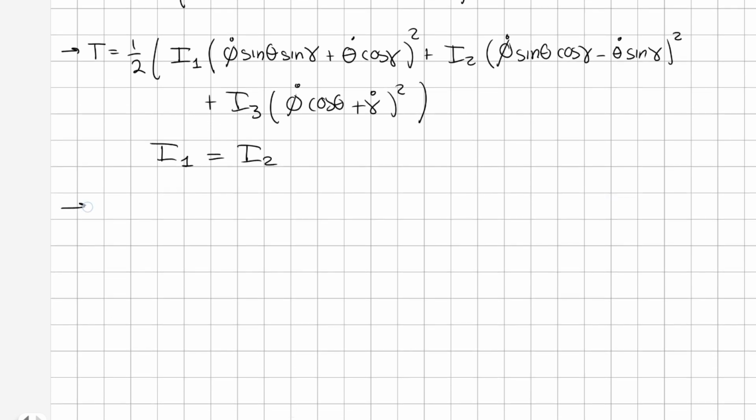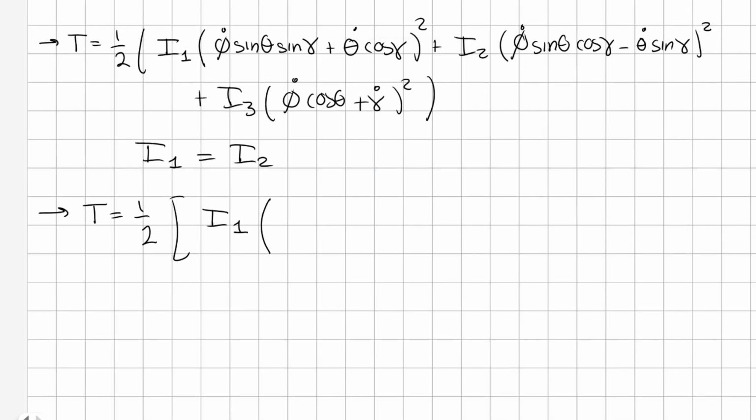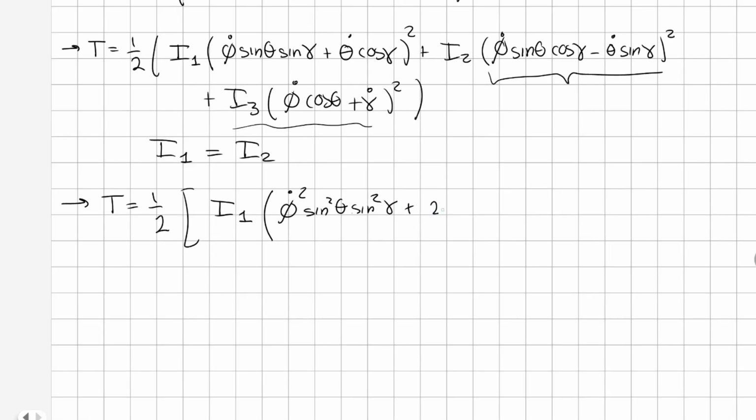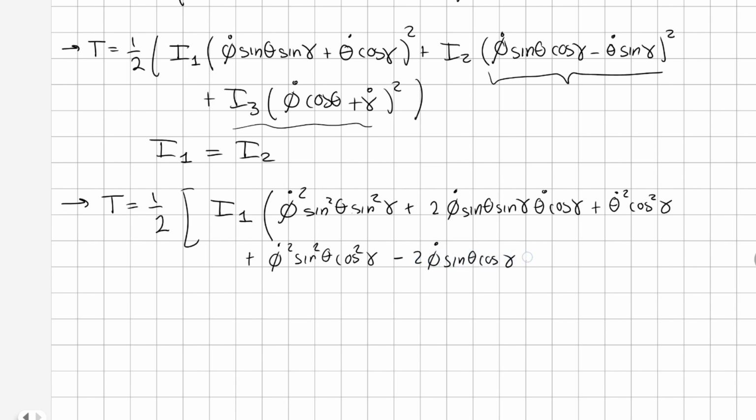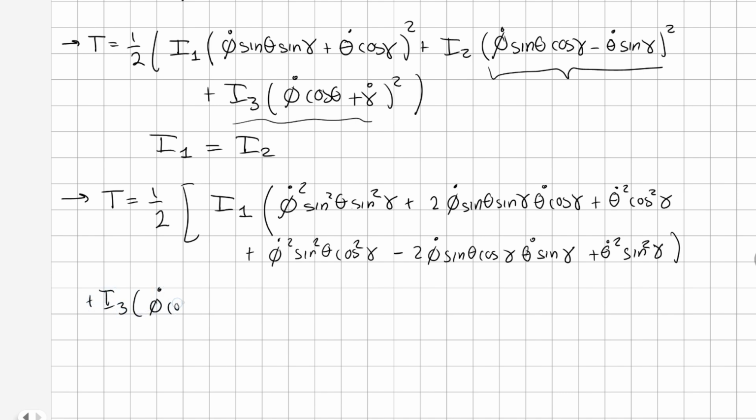So what are we going to get if we do that? Well, the kinetic energy is going to be equal to 1/2 times I1 times this quantity squared, which is phi dot squared sine squared theta sine squared gamma, plus 2 times phi dot sine theta sine gamma theta dot cosine gamma, plus theta dot squared cosine squared gamma, and then plus phi dot squared sine squared theta cosine squared gamma, minus 2 times phi dot sine theta cosine gamma theta dot sine gamma, and then plus theta dot squared sine squared gamma, and then plus I3 times (phi dot cosine theta plus gamma dot) squared. We are going to leave it as it is.